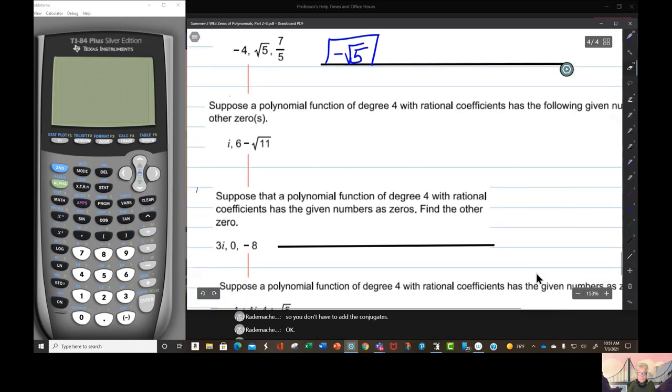Aha, but here's another one. Suppose a polynomial of degree 4, this is just like the other one, isn't it? Almost exactly. Well, we're not going to be fooled this time. This is a complex number. Here's its conjugate. This is an irrational number. Here is its conjugate.